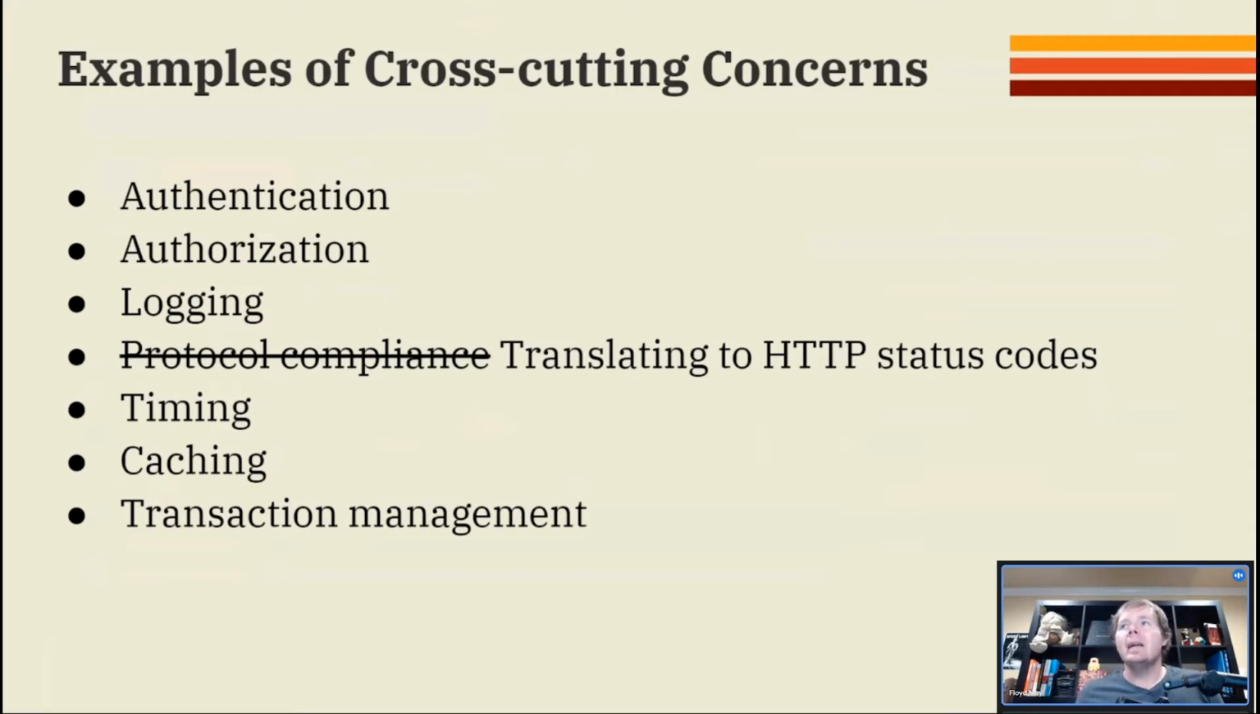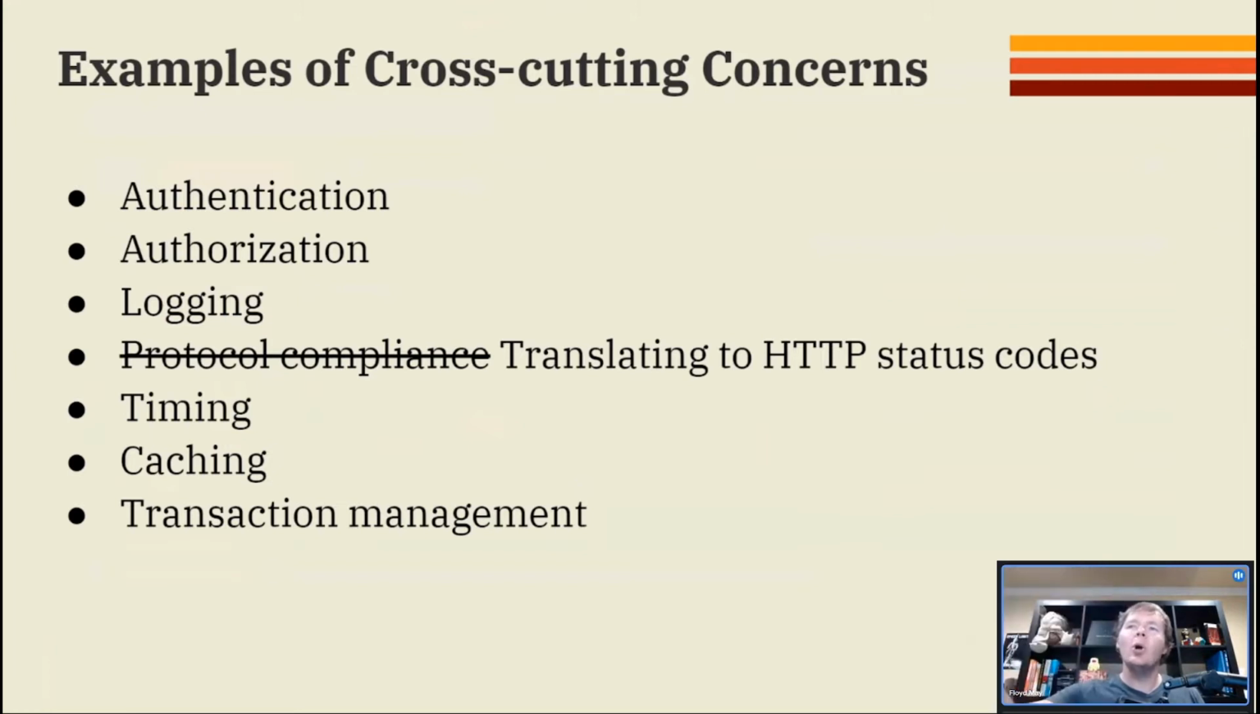So let's talk about some examples of cross-cutting concerns. Authentication, this one's a great one. This is a key example for cross-cutting concerns. Authentication being who are you? Authorization, very similar, but not exactly the same: what are you allowed to do? Logging is something that's really, really useful. Every time you touch this particular area of the application, it gets logged, and this particular type of information gets logged.